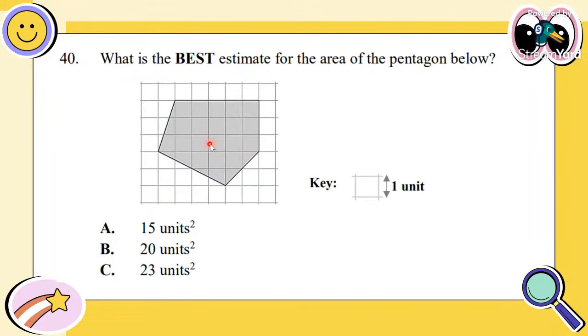We do so by counting each unit, and each square is 1 unit. So we do so by counting each unit inside, and it says best estimate. So we have 15 units square. We write our area answers with a square at the top, this little 2. B says 20 units square. C says 23 units square. And correctly read, it's 15 square units, 20 square units, 23 square units.